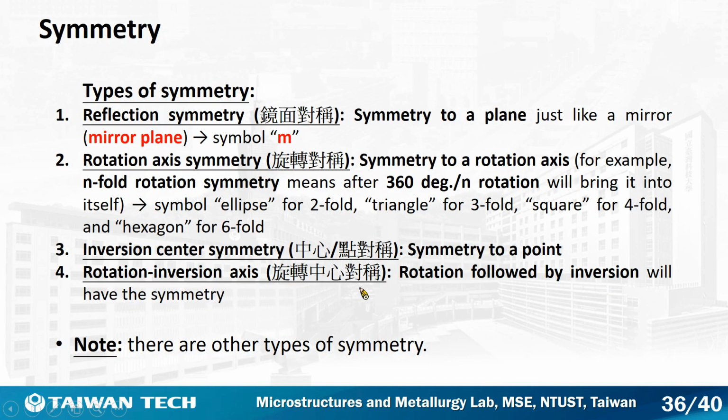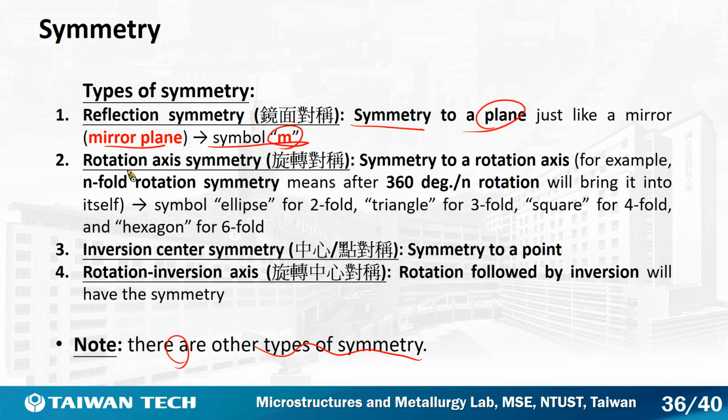And let's talk about symmetry. And actually, symmetry is very, very complicated and hard to learn. So in this course, I will just give a very little introduction to the symmetry. There are several types of symmetries. There are more than these four, but let's just introduce these four. So first, reflection symmetry. It means that there is a plane, we call it mirror plane. Between these mirror planes, there is a symmetry, and the symbol we use is m.